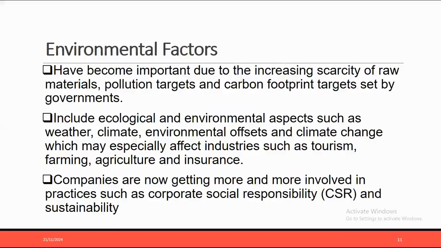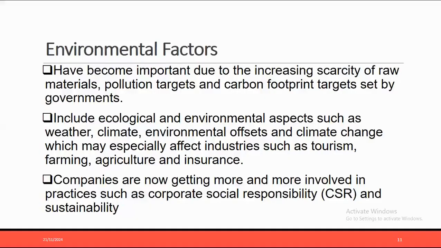Then we look at the environmental factors. The environmental factors have become important because of the increasing scarcity of raw materials, right? The issue of pollution, right? And the fact that organizations want to reduce their carbon footprints. Okay, and all of these have become necessary because of issues related to sustainability. All right, so in performing the environmental scan, the organization has to also focus on environmental factors.